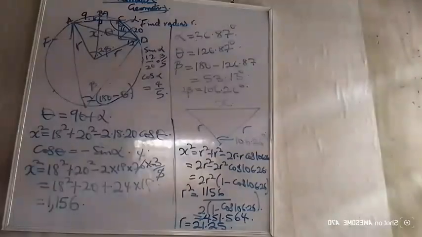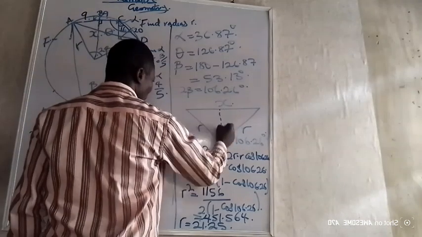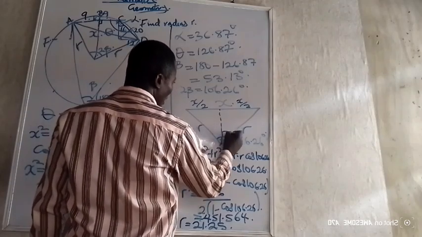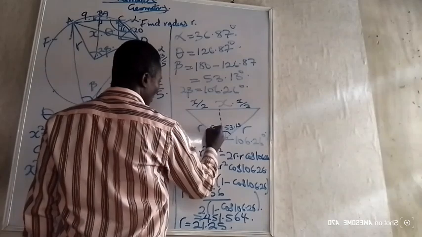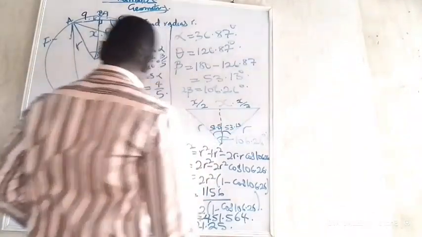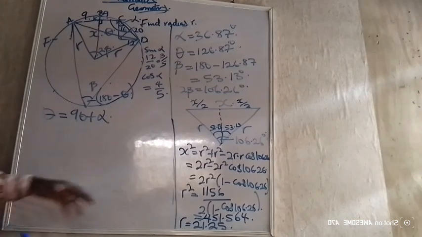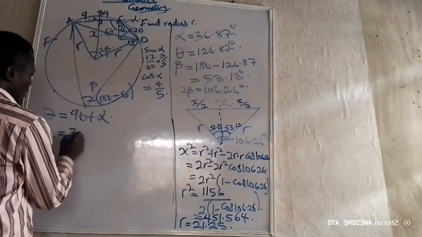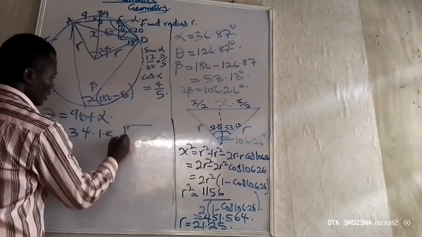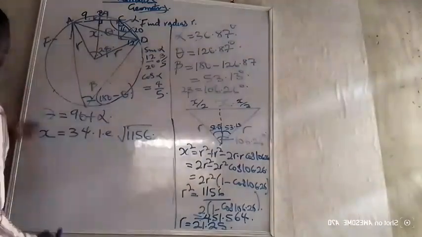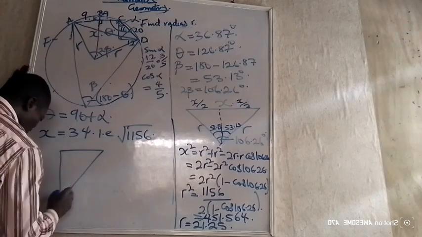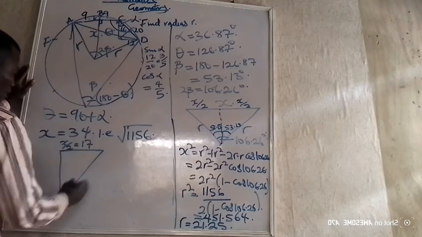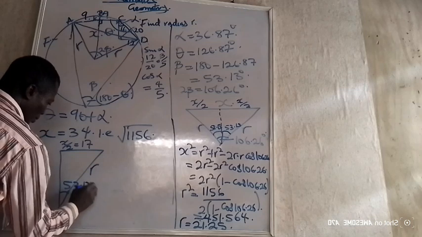Again, very straightforward. We can also cut this into 2 like this. And this place will be x over 2, this place will be x over 2. And we know this one too. We are going to have 53.13 here, 53.13 here. So we can also use this relationship. From here, we see that x is 34, that is the square root of 1156. So x over 2, this place will be 17. This is R. This is 53.13 degrees.